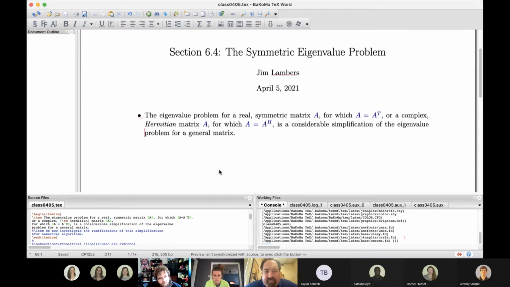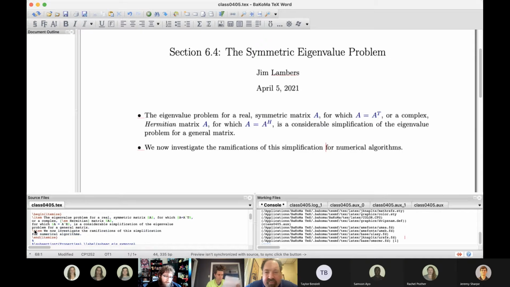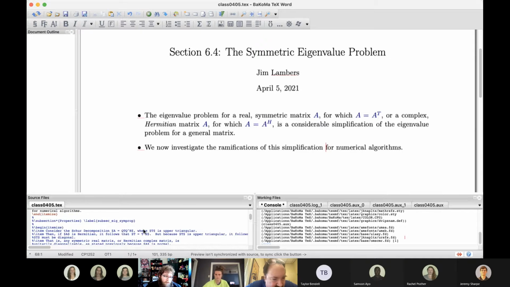Okay, so if our matrix A is real and symmetric, or in the complex case, if it's Hermitian, so A equals its own Hermitian transpose, then how do things get nicer in this case?